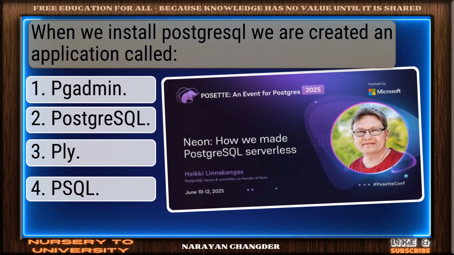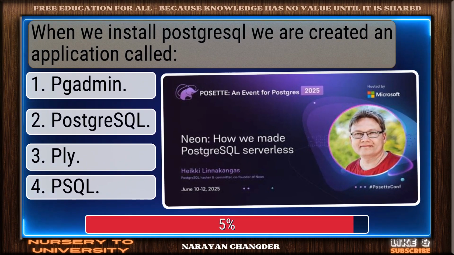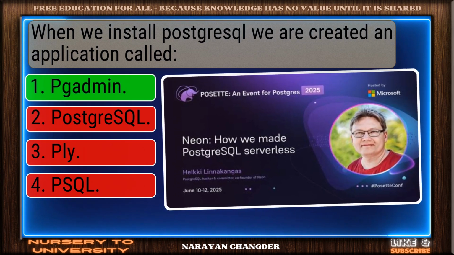Question number 35. When we install PostgreSQL, an application is created called. Valid point. pgAdmin is true.